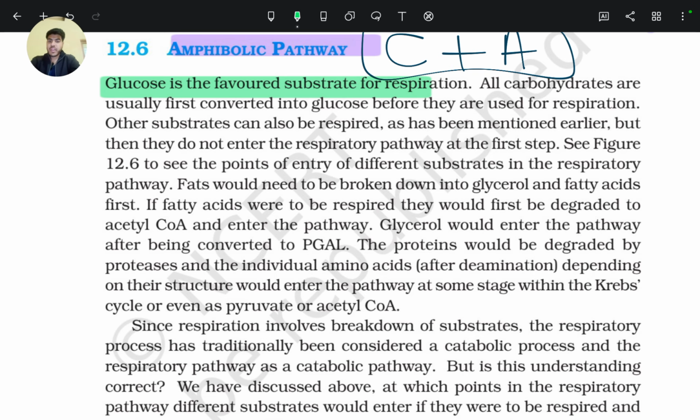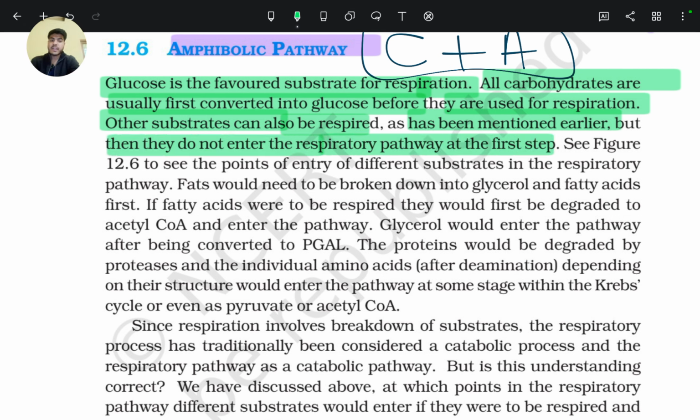Glucose is the favored substrate for respiration. All carbohydrates are usually first converted into glucose before they are used for respiration. Other substrates can also be respired, as has been mentioned earlier, but then they do not enter the respiratory pathway at the first step.